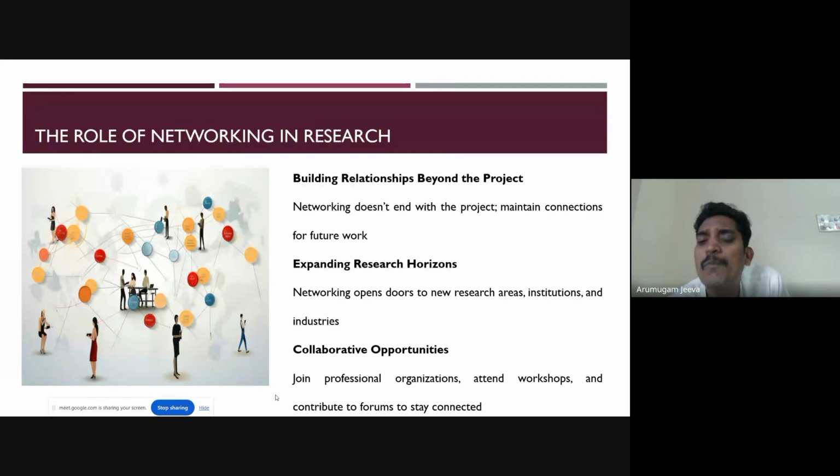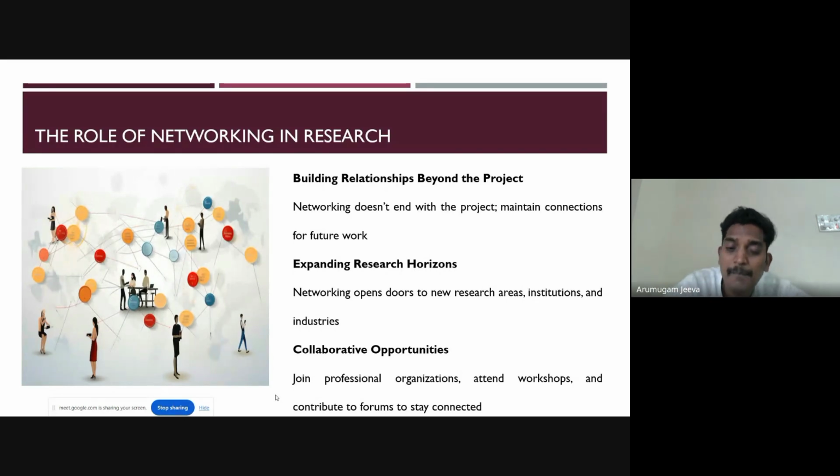Networking opens doors to new research areas, institutions, and industry. Earlier, we may have networked only with our own colleagues, but right now, if you are in a mode of collaboration with international partners, outside your institution, and even with industry, what happens? It opens the door to create a new research area. We are dealing with new research areas and with institution and industry people, and that really brings good results in various aspects. That is also the important role played by networking in research.